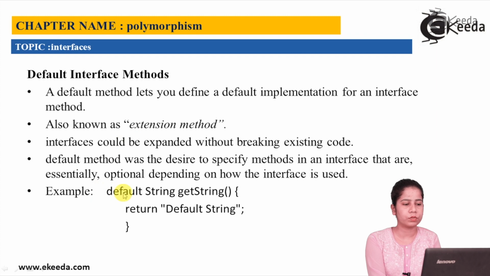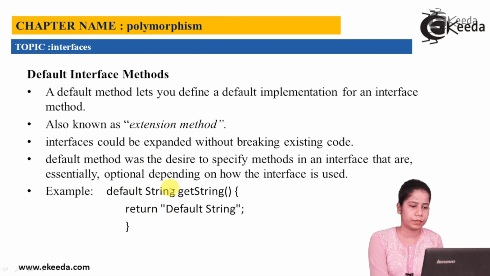Here you have to use the keyword default. Now don't get confused. This is default method implementation, that's why you're using the keyword default. It is different from the default access modifier. It's not the same. The default keyword you have to use will make this particular method a default interface method. Then your normal method signature and method body. So this is the way you can create a default interface method.